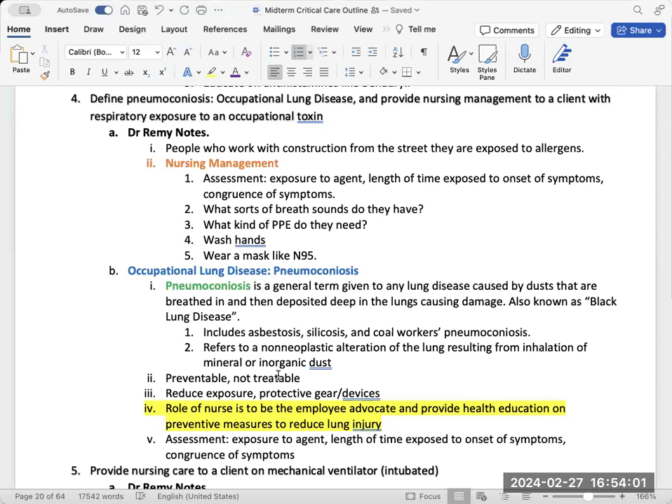But the problem is once they breathe it in, there's nothing really you could do once they start getting damage from it, right? So nursing management, our first priority. What do you think that will be as a nurse when we're going into an occupational setting and we know this could be a risk? Well, what do we want to look at first?